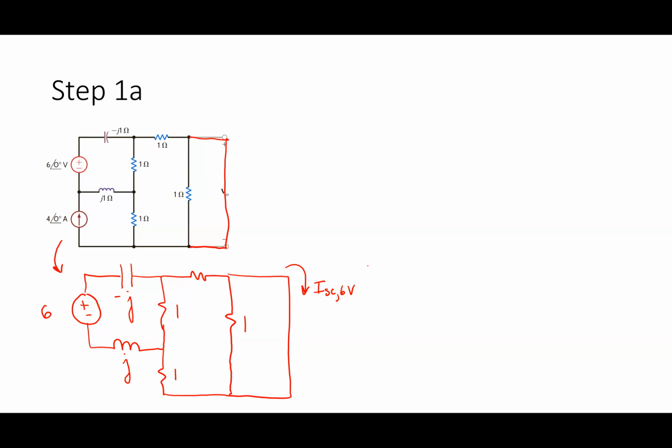Well, if I do a KVL around that loop, it's got the same voltage. And the voltage across the 1 ohm is what? 0. So how much current goes through that? Nothing goes through the resistor. All of it's going to go through that 0 ohms, right?